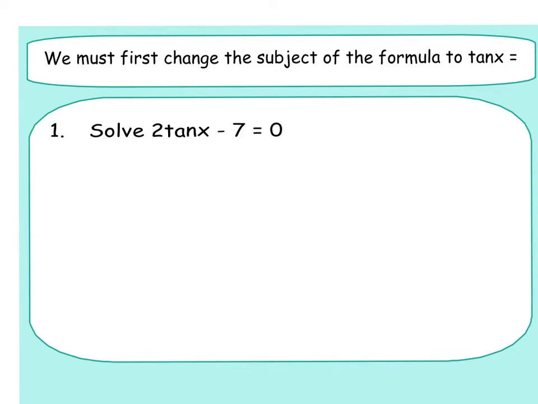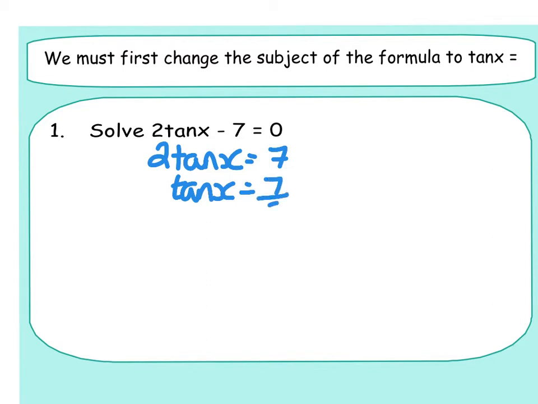So first thing we have to do is change the subject of the formula to be tan x. You can't do shift tan or anything like that until you've got tan x isolated on the left hand side. So we're going to move things around a wee bit. First thing we deal with is minus 7. Minus 7 will go over and become positive 7. So you've got 2 tan x equals 7. Then you need to deal with the times 2 at the front. The opposite of times 2 is divide by 2. So we're going to solve tan x equals 7 over 2.